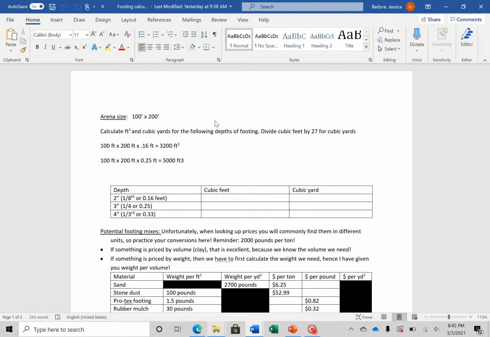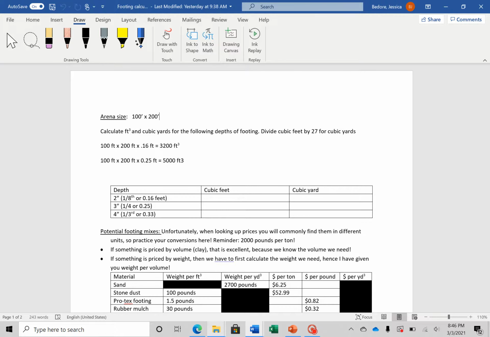So the first one is a footing calculator, which is to help you determine the cost of footing that you're going to be putting into your arena. And what I've done is basically I chose a 100 by 200 foot arena, which is just an average size for general riding. When you do your own arena for your facility management plan, you can size this up or down depending on what you want the size of your arena to be.